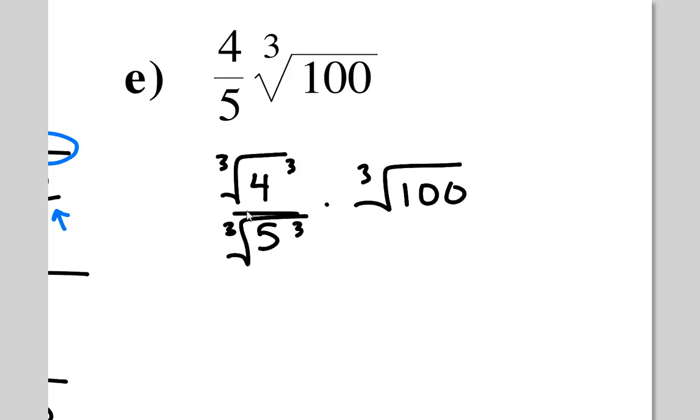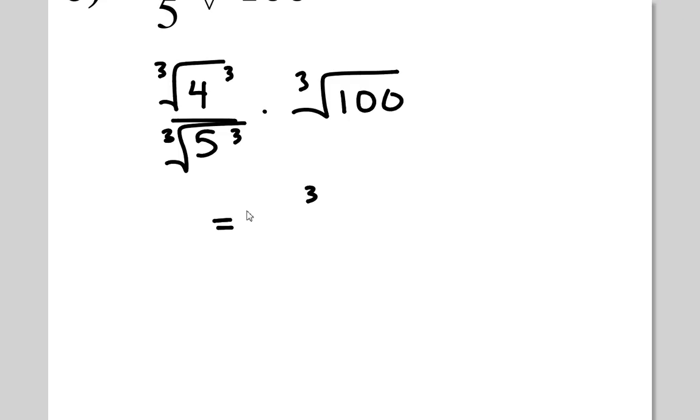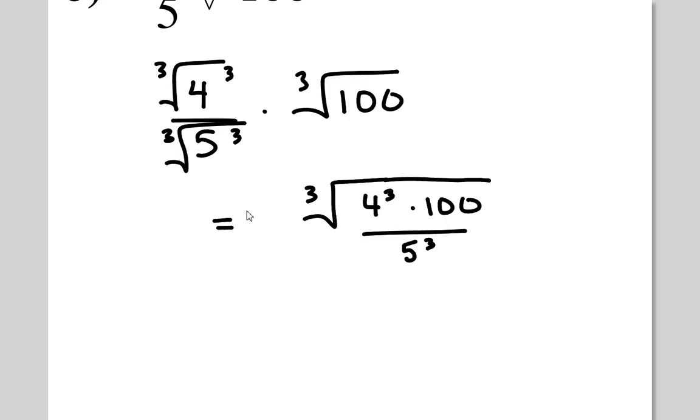Times cube root 100. Now I can smush it. So what's in the top? 4 cubed times 100 divided by 5 cubed. And I'll just make this a little bit longer so you can see that it's all just one cube root. Cube it, cube root it. Cube it, cube root it. It's still going to be 4/5, but now that they all have the same overarching symbol, you can smush it all together into one. This overarching cube root does it all. You can simplify the inside now.